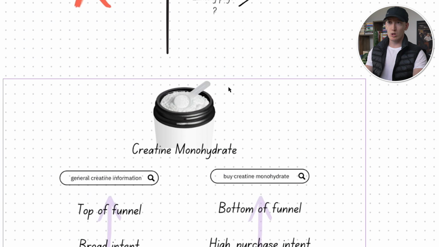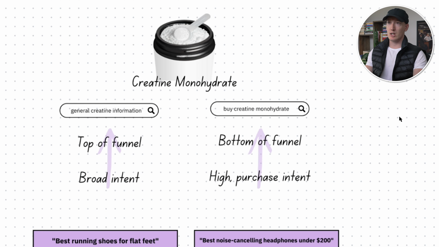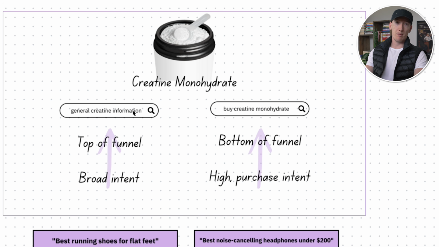So I want to give you a little example here. If we're building a campaign for a supplement brand like creatine monohydrate, you need to decide, are we targeting people looking for general creatine information that's actually top of funnel? Or are we targeting people who are searching something like "buy creatine monohydrate" and it's bottom of funnel and high purchase intent? And this sort of decision decides everything downstream, from your keyword selection, your match types, landing page choice, and even your bidding strategy.